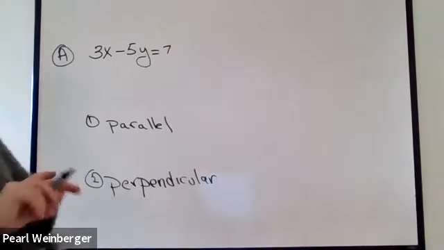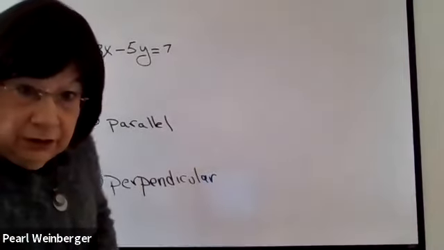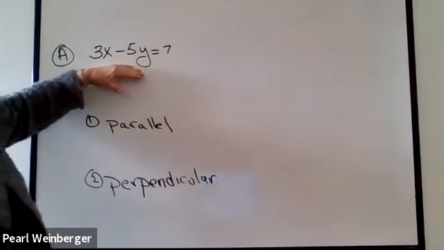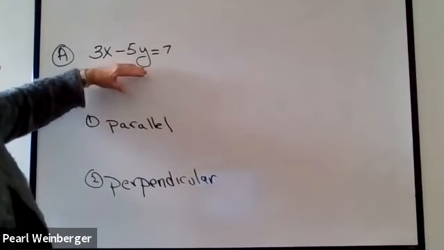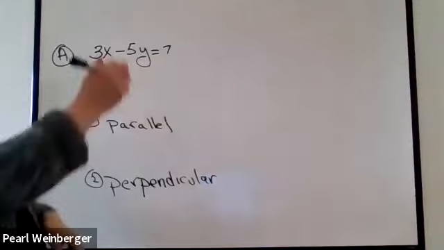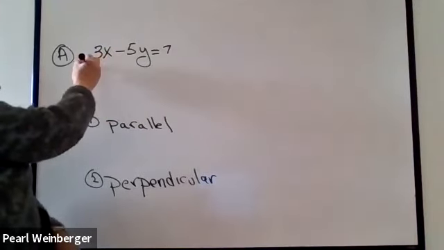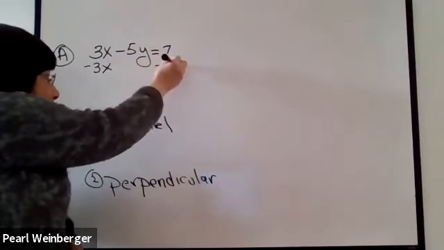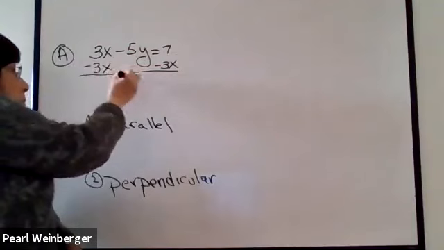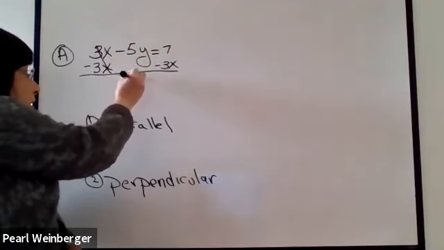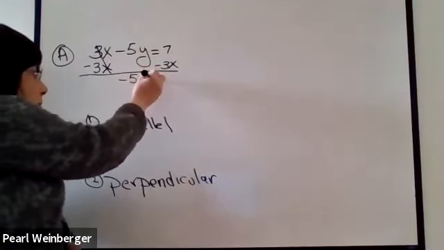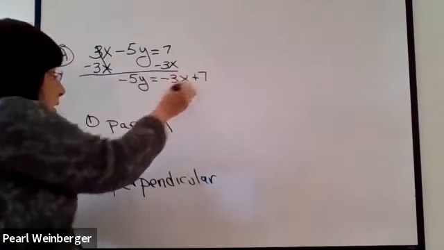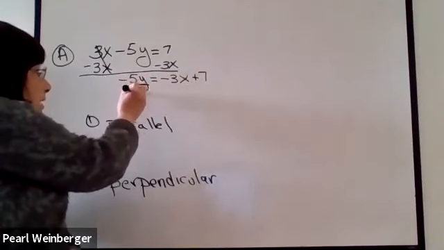Okay. I see a bunch of people already have the answer. Let's see what I come up with. In order to find the slope of the line, I'm going to put this in the original equation in y equals mx plus b form. So I'm going to subtract 3x from both sides to get the y alone, which will give me negative 5y equals negative 3x plus 7.